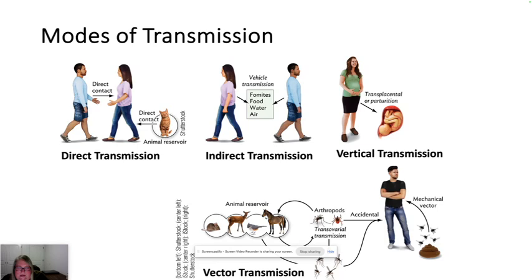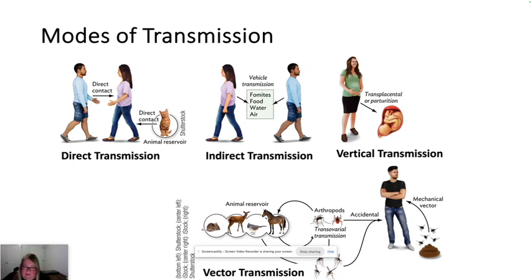The last mode of transmission is vector transmission. This one's a little bit more complicated, and this is what we saw in Emma's story. So we're going to have an animal reservoir, whether it's a mouse or a deer or any other animal. These guys are going to be carrying the microbe that's going to cause disease. Now, these animal reservoirs are most of the time not sick, they're just carriers. So we're going to have a vector, like an insect vector, that is going to come and help spread the disease from these animal reservoirs to the humans.